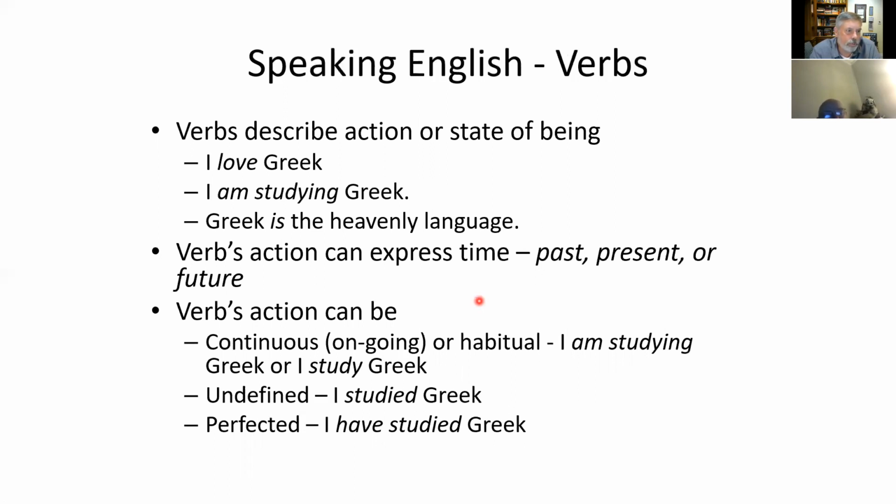The verb's action can express time: past, present, or future. And that's very important because if something was past, we would give a helping word. I was studying Greek. If it's present, I am studying Greek. If it's future, I will be studying Greek. So in English, we use helping words. In Greek, we don't use the helping words. The verbs in Greek have different structures, forms that will determine its time, help you to recognize the time.